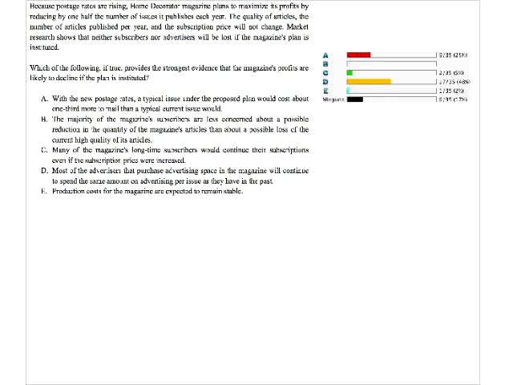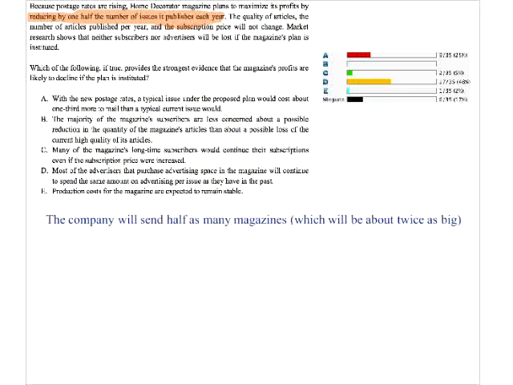Because postage rates are rising, Home Decorator magazine plans to maximize its profits by reducing by 1/2 the number of issues that it publishes each year. So, half as many issues. The number of articles per year will not change. What this basically means is that the company is going to send half as many magazines, which will be about twice as big per year. We know they'll be about twice as big because the number of articles will not change, which means that there will have to be twice as many articles in each magazine.